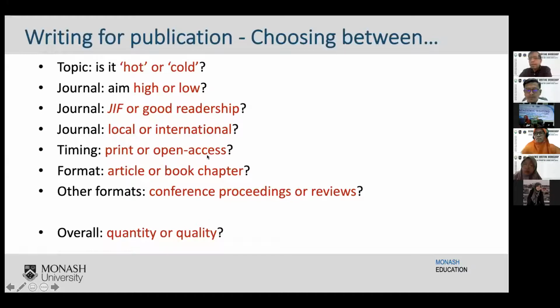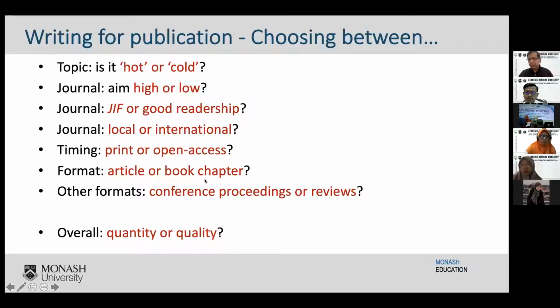Print and open access, as you know, open access journals don't require subscription. You can download free PDFs, which means if you publish in an open access journal such as JETLI, more readers will read your journal, you'll get more citations, you'll get more acknowledgement, and your hard work will be available to a greater number of people. So these are some of the choices.